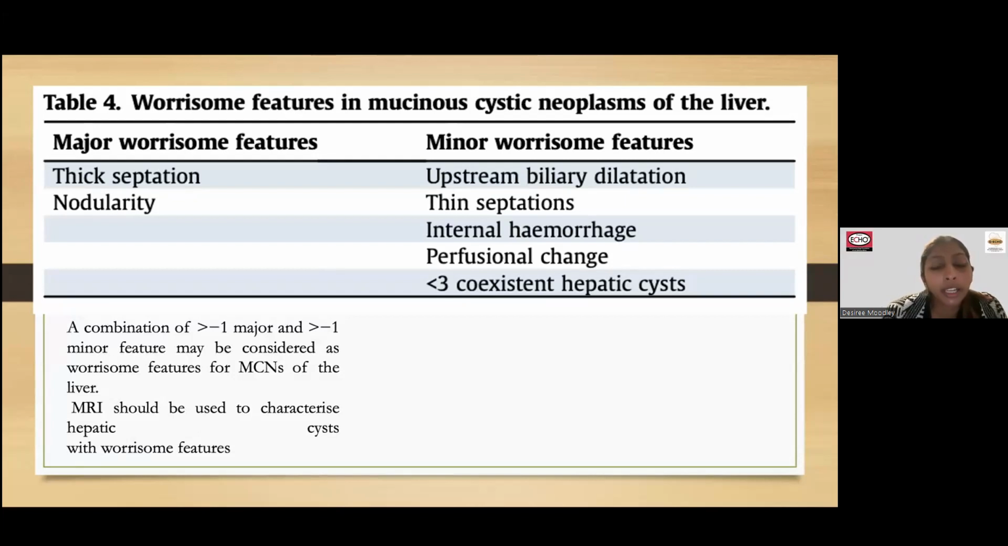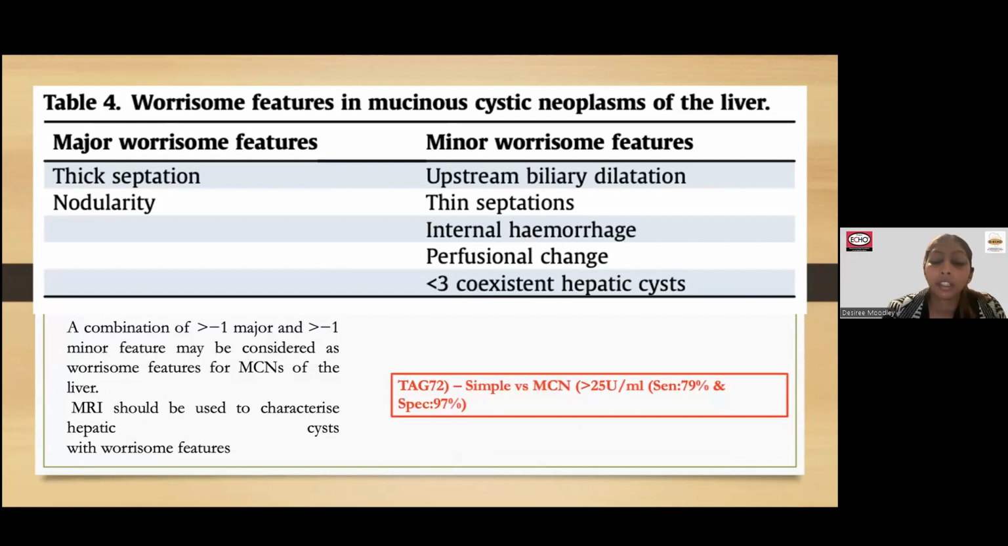So the major ones are thick septation and nodularity, and your minor ones would be upstream biliary dilatation, thin septations, any hemorrhage, perfusional change, and if you've got less than 3 cysts that are coexistent. You can also use the tag 72, as I mentioned here, to help you differentiate if you're not sure if it's a simple cyst or an MCN.